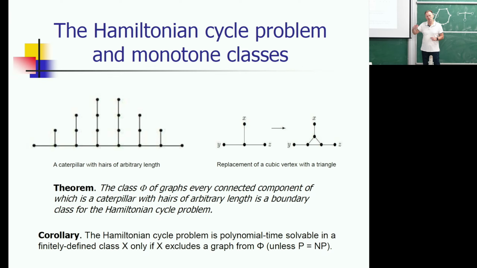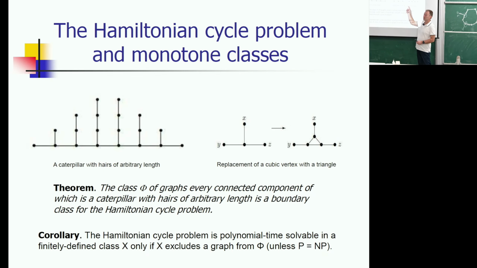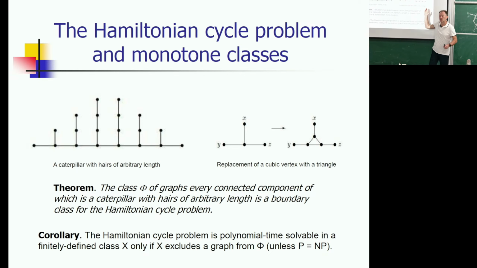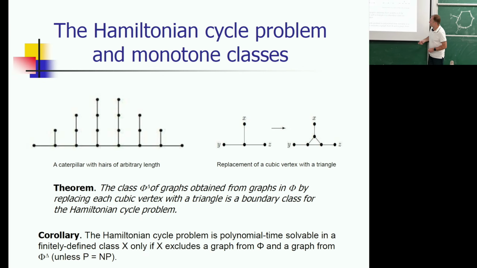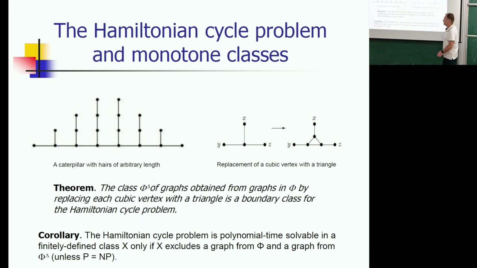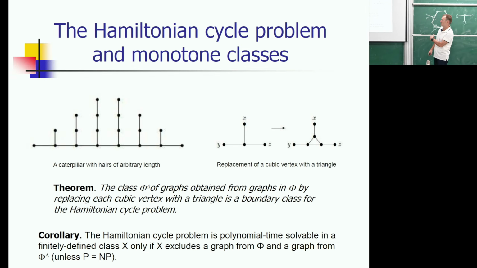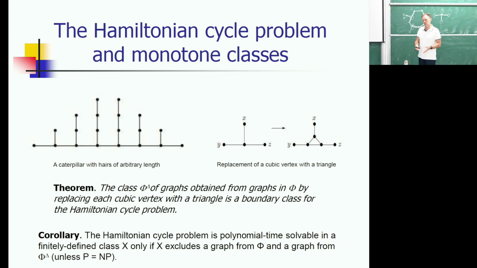In the same paper I mentioned before, we identified one more class which can be obtained by applying this simple transformation. If you have a cubic vertex and transform the graph in the way shown in this picture, it's not difficult to see that if the original graph has a Hamiltonian cycle, then the new one has a Hamiltonian cycle, and vice versa. If the Hamiltonian cycle in the original graph uses these two edges, then in the new graph you use these edges, and so on. So the class of graphs, which I denote here by phi triangle, of graphs obtained from graphs in phi by replacing each cubic vertex with a triangle, also is a boundary class.